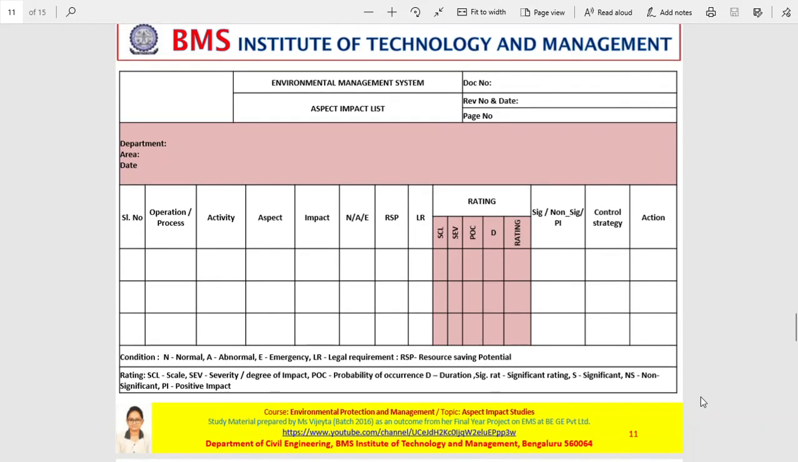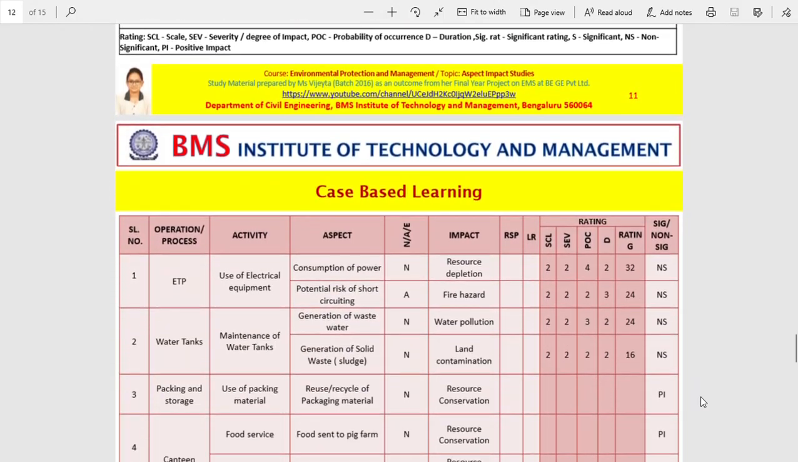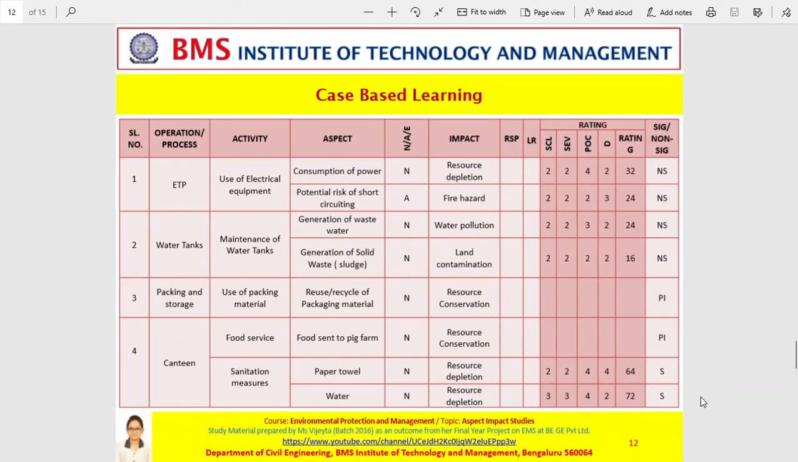Moving on to the next slide, slide 12. These were some of the aspect impact analyses that were conducted during the course of the project work. The first one, operation, is ETP. The activity is use of electrical equipment. This activity has two aspects: consumption of power and potential risk of short circuit.